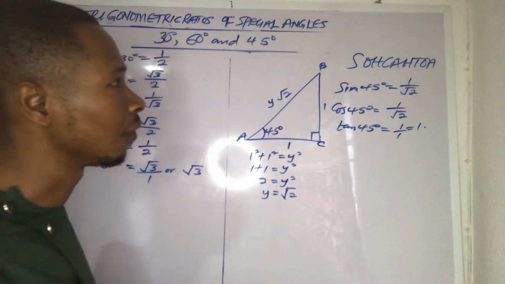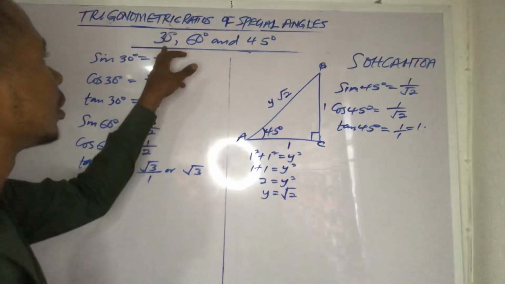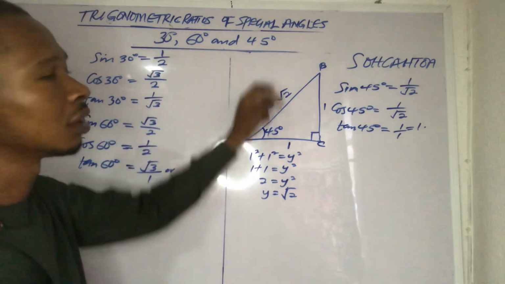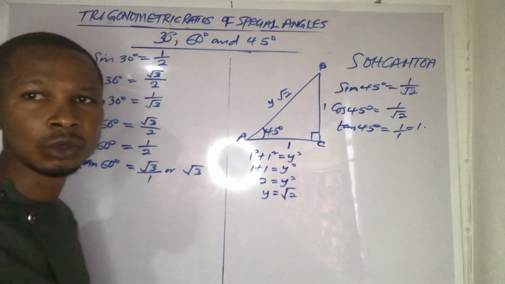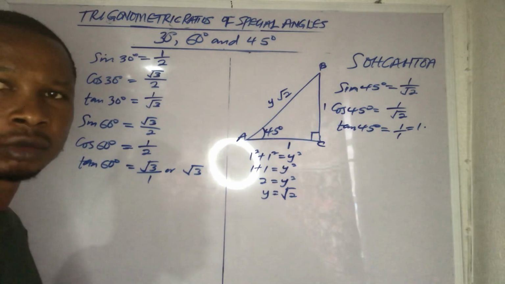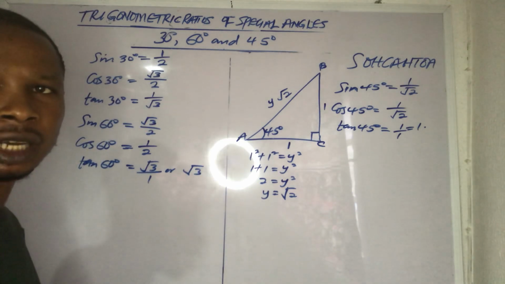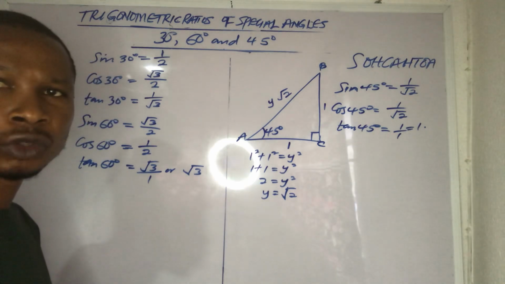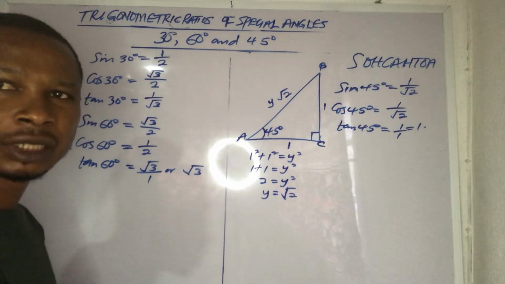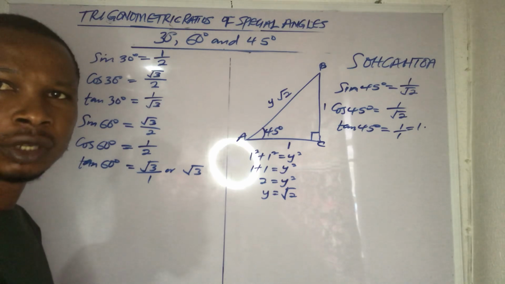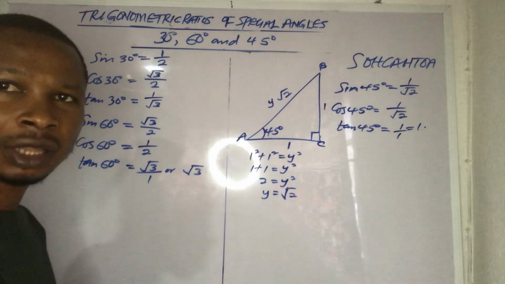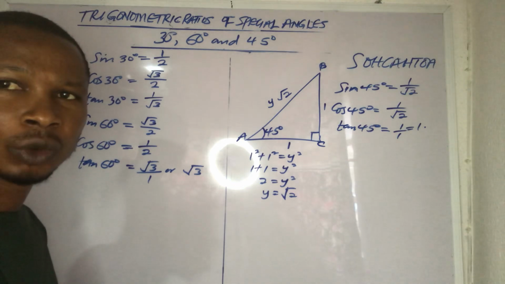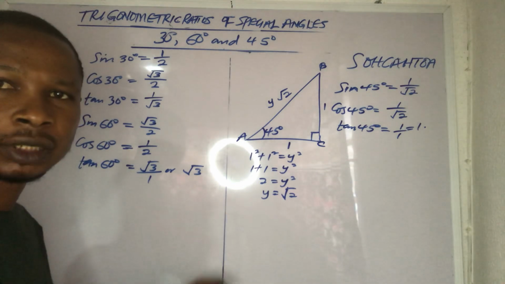So this is how we arrive at the special angles 30, 60, and 45 degrees. These are what we refer to as special angles 30, 60, and 45. We are going to be using these special angles to solve some questions. So stay tuned to this channel as we bring to you examples using these special angles.